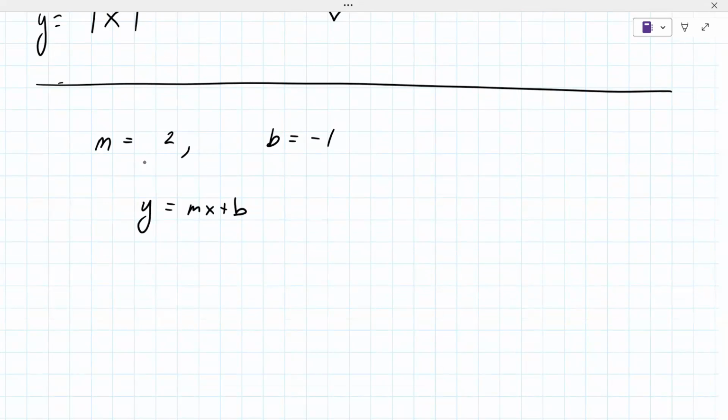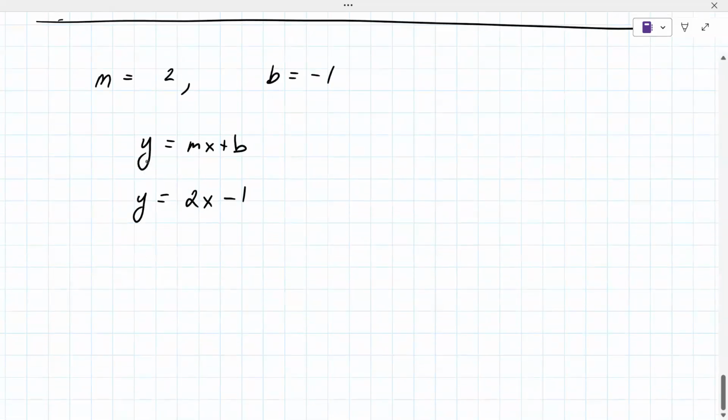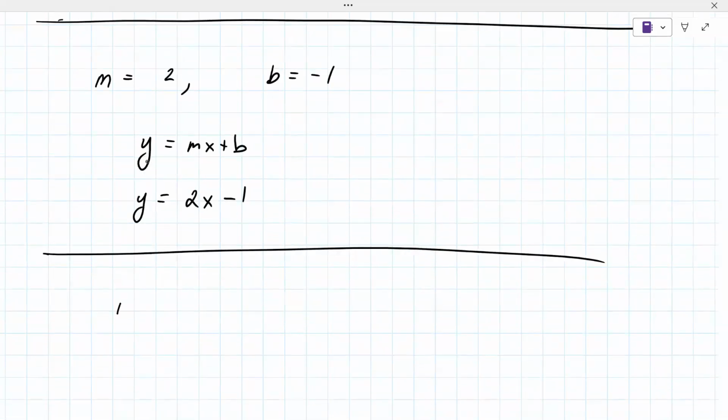Okay, so it'd be y equals 2x plus -1. Good. All right, very good. Now, this is the easy case. They're not going to give you anything like this. They're going to give you something more like this. They're going to tell you the slope is -2 and it goes through the point (5, 3).